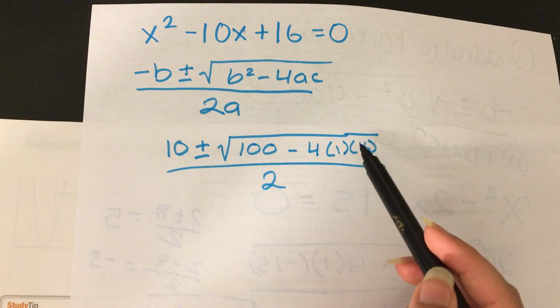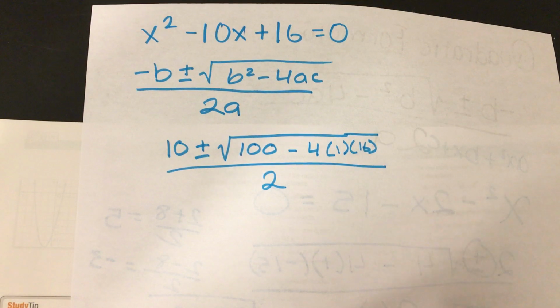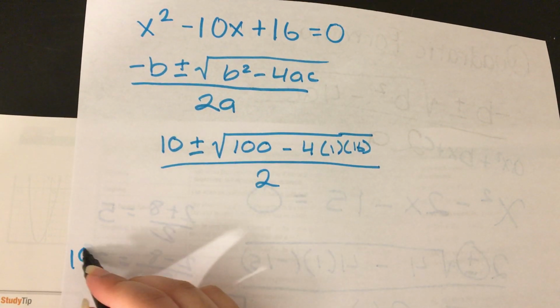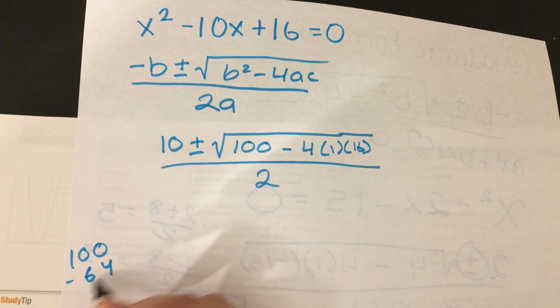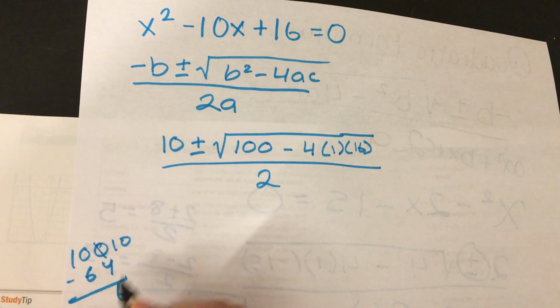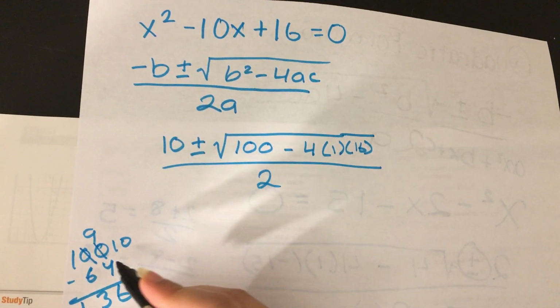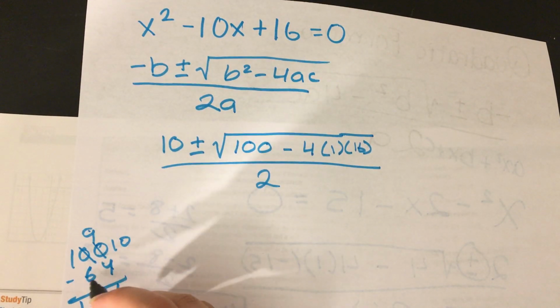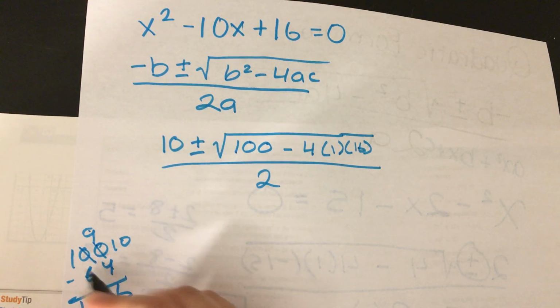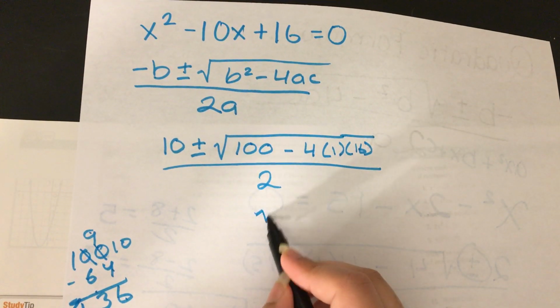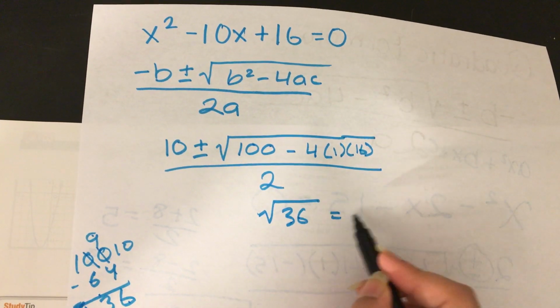100 minus 16 times 4, which is 64. What's 100 minus 64? Let's see. 100 minus 64 is 36. So the square root of 36 is equal to 6.